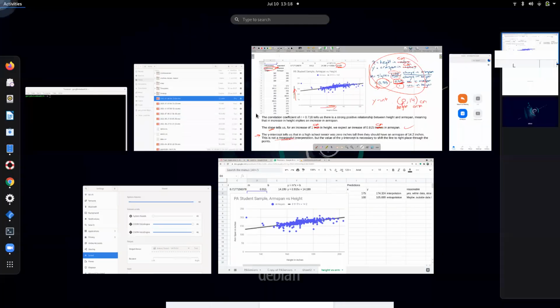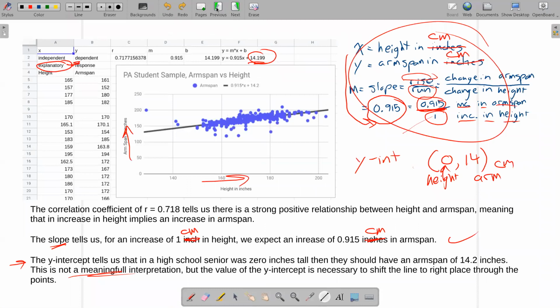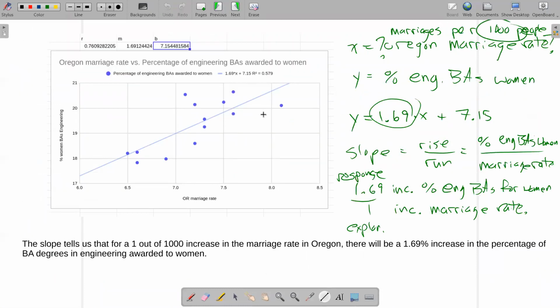One more quick example, and then we're out of here. So I did another example. I looked up some data on Oregon marriage rates in a given year. And in that same year, what was the percentage of engineering bachelor's degrees awarded to women? Each point is a year. The X value is the Oregon marriage rate. The Y value is the percentage of women who got a bachelor's degree in engineering. And it turns out there's a reasonably strong linear correlation right here. I found R was 0.76. It was even higher than the last example.